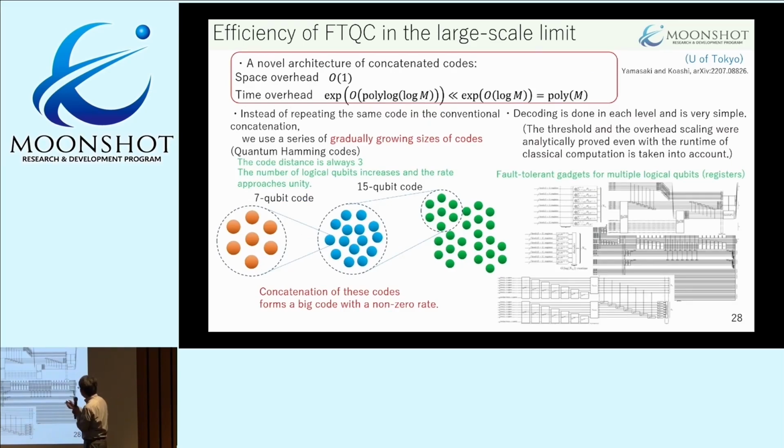But the novelty here is that instead of repeating the same code again and again, we use a series of gradually growing sizes of codes, like quantum Hamming codes. So we keep the code distance at 3, but the number of logical qubits increases and the rate approaches unity. Then we can show that this architecture also achieves constant space overhead.